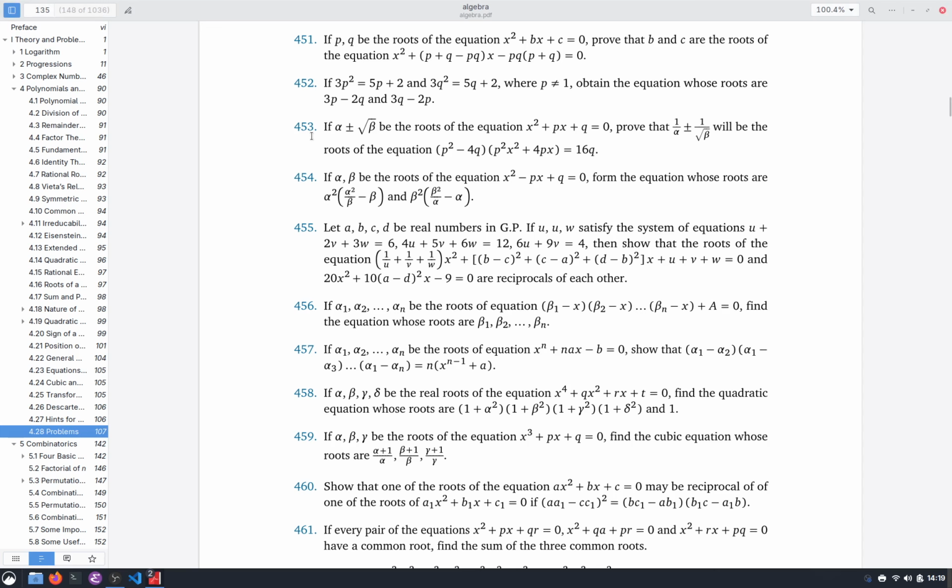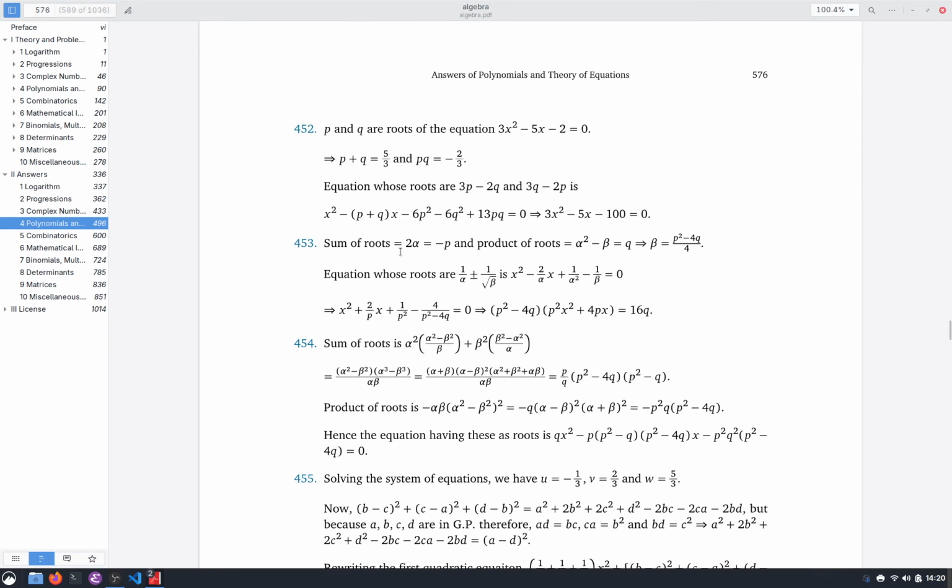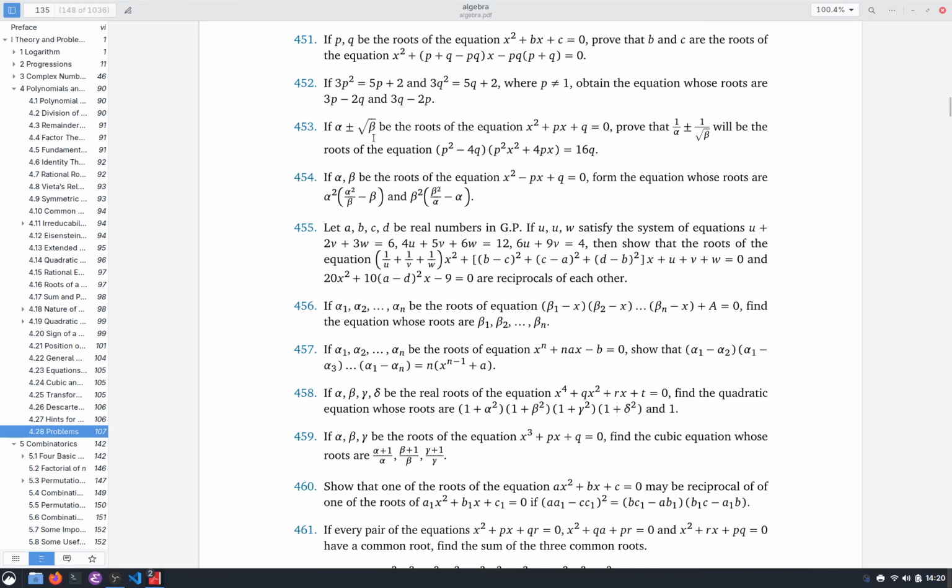Question 453 says that if alpha plus minus square root of beta be the roots of the equation x square plus px plus q is equal to 0, prove that 1 by alpha plus minus 1 by square root of beta will be the roots of the equation (p square minus 4q) into (p square x square plus 4px) is equal to 16q. So we take the sum of roots, that is alpha plus minus square root of beta.